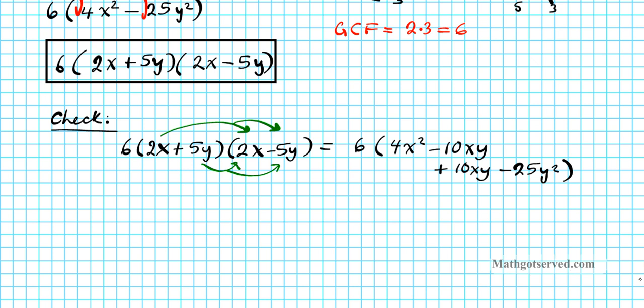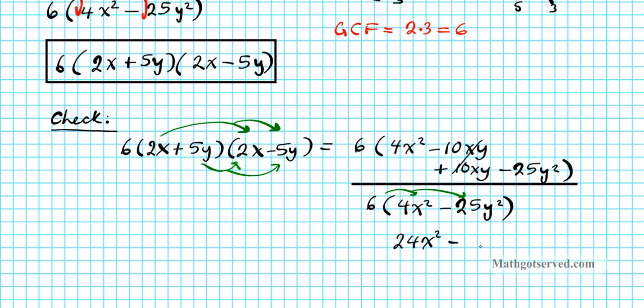Okay, now let's go ahead and combine these, simplify this polynomial expression that we just generated by FOILing. So we're going to have, bring down the 6, 4x squared. These two terms are opposite, so they add up to 0, and we end up with minus 25y squared. Now last but not the least, we just distribute 6 to these two terms in the parentheses. So we have 6 times 4 is 24x squared, minus 6 times 25, which is 120 plus 30, which is 150y squared.